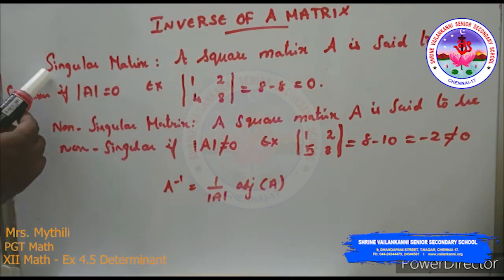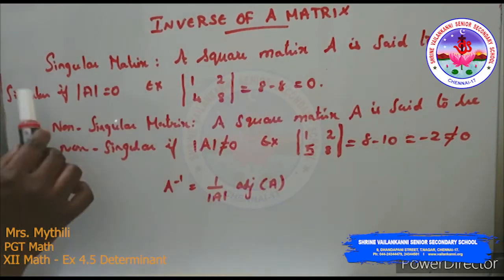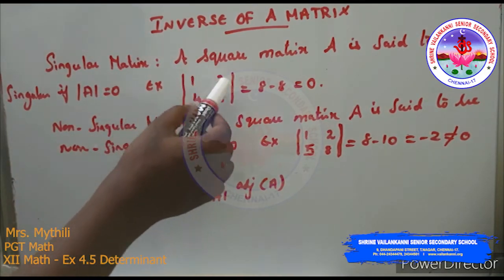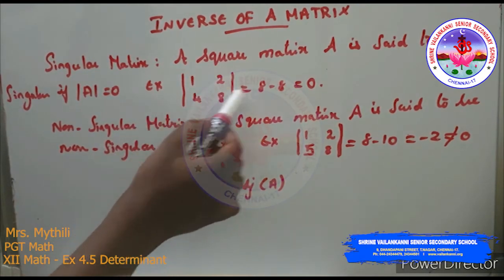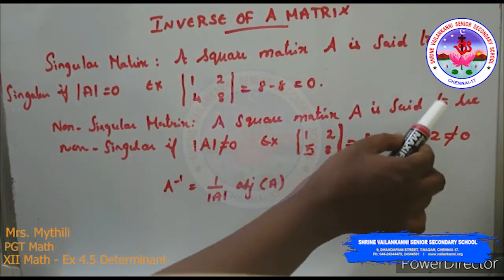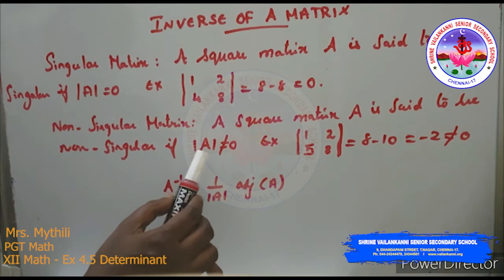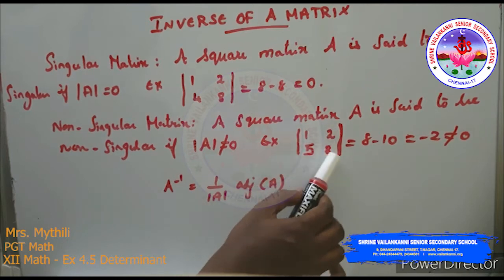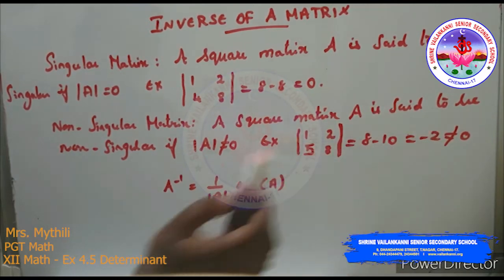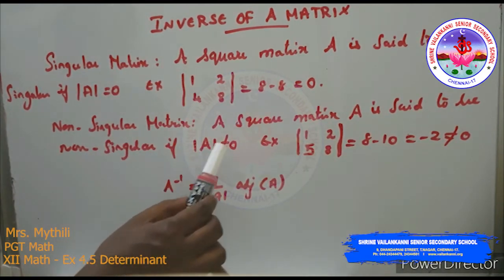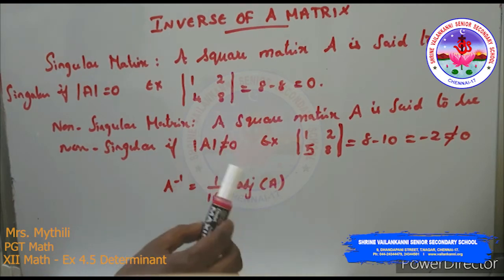Before that, we see what is a singular matrix and a non-singular matrix. A square matrix A is said to be singular if determinant of A equals 0. For example, determinant of [1, 2; 4, 8] is 8 minus 8, which equals 0. A square matrix A is said to be non-singular if determinant of A is not equal to 0. For example, determinant of [1, 2; 5, 8] is 8 minus 10, which is equal to minus 2, not equal to 0. If determinant of A is not equal to 0, then A inverse exists.